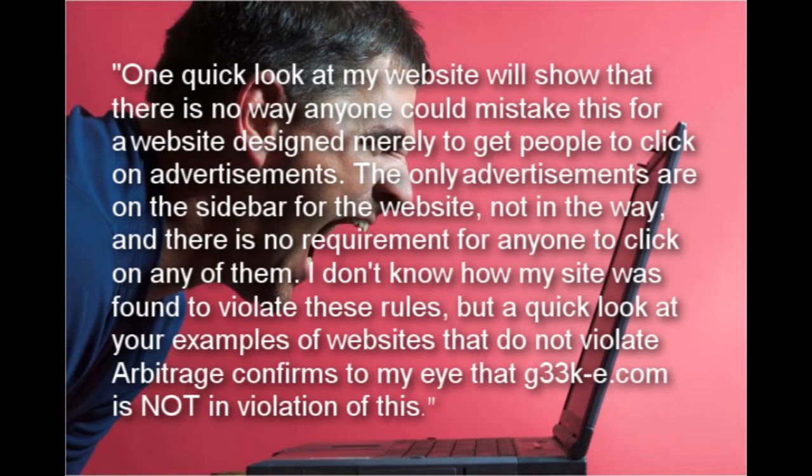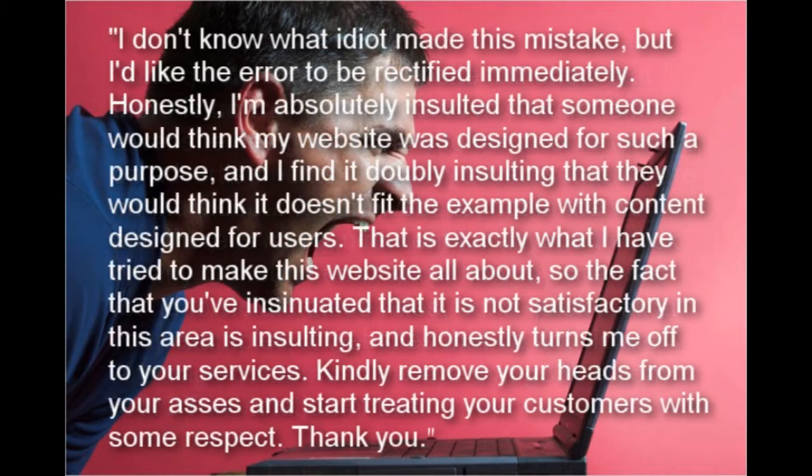The only advertisements are on the sidebar for the website, not in the way, and there is no requirement for anyone to click on any of them. I don't know how my site was found to violate these rules, but a quick look at your examples of websites that do not violate arbitrage confirms to my eye that geeky.com is not in violation of this. I don't know what idiot made this mistake, but I'd like the error to be rectified immediately.